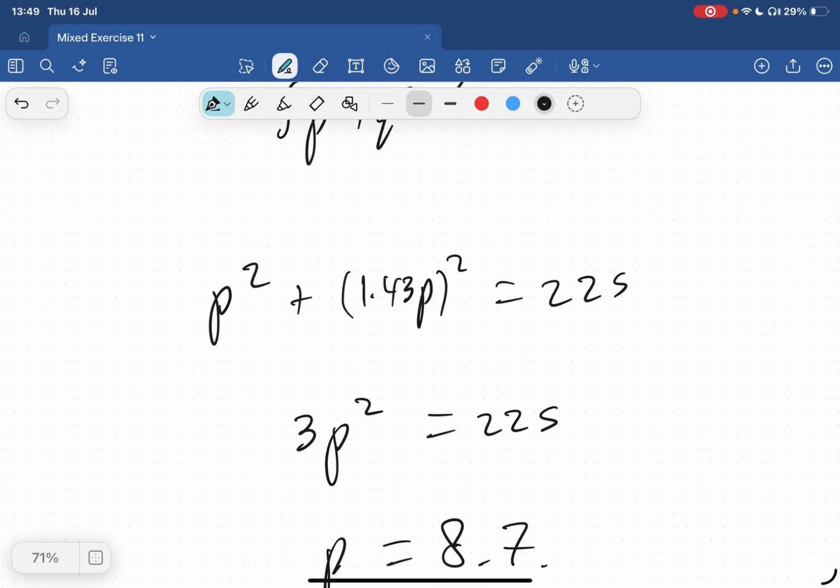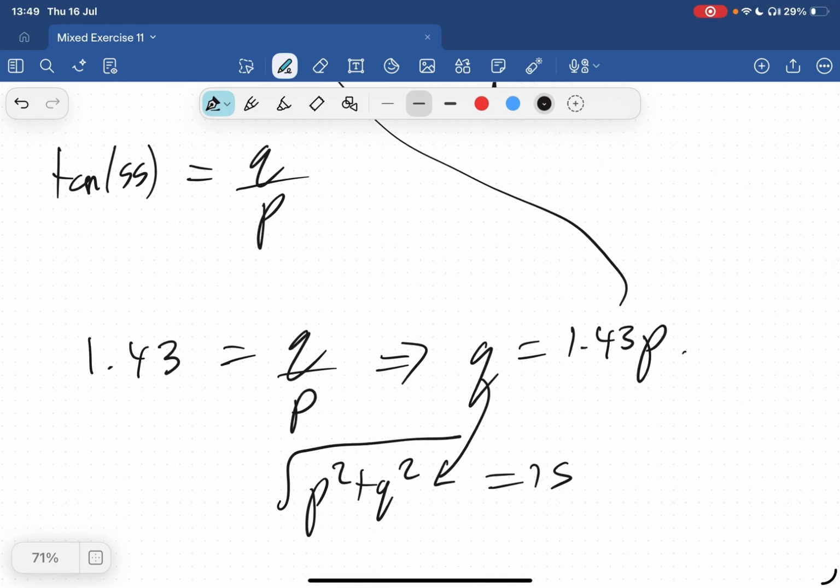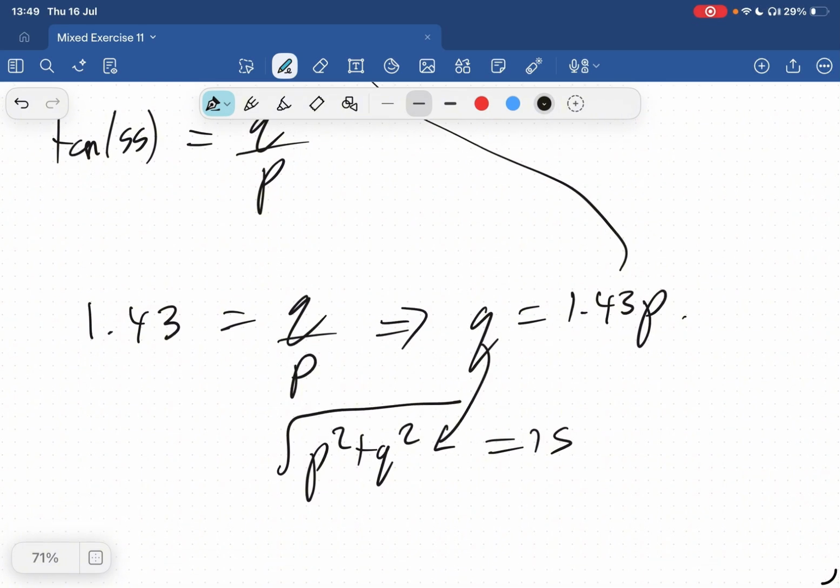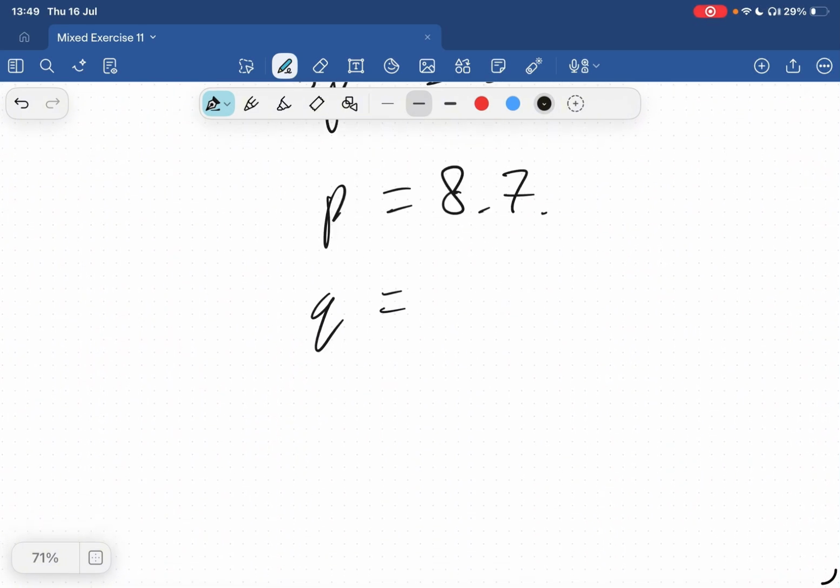So then we sub in P is 8.7, well, what I got on my calculator, times that by 1.43, and that gives us that Q is 12. We're doing two significant figures here because there's quite a lot of rounding.